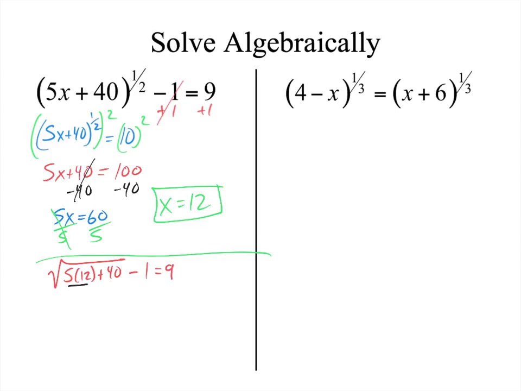Anyways, 5 times 12 is 60. And then, let's see here. Got to make sure I keep that square root going all the way. Almost made a mistake. And then the 60 plus 40 is 100, so square root of 100 minus 1 is 9. And then, let's see, the square root of 100 is 10. 10 minus 1, does that equal 9? Yes, it does. So we're good. So we checked it, we're good.